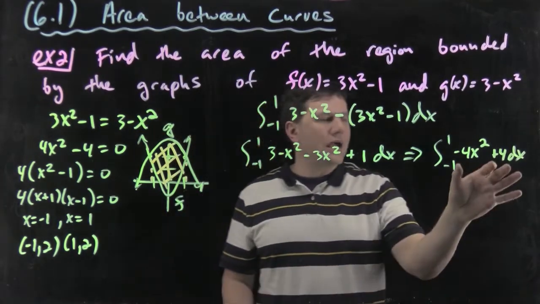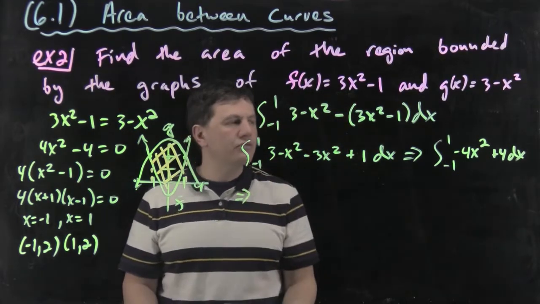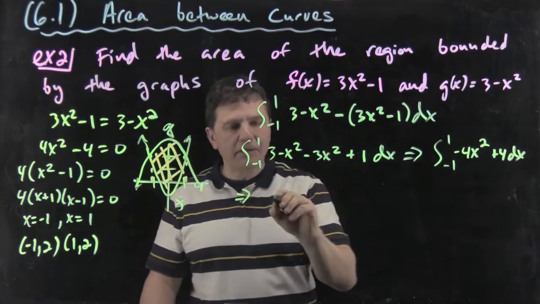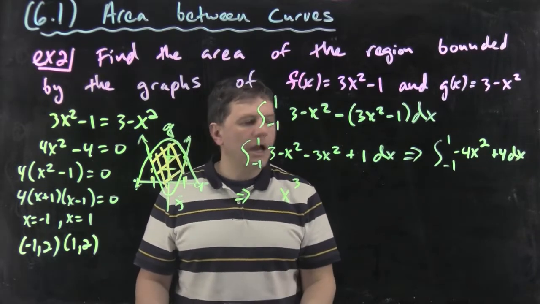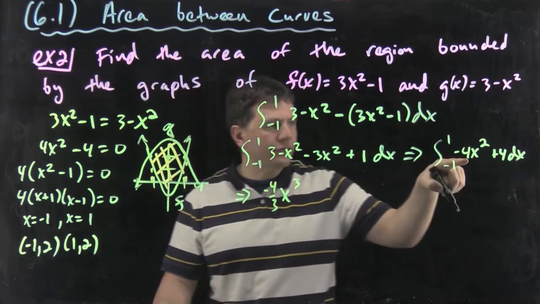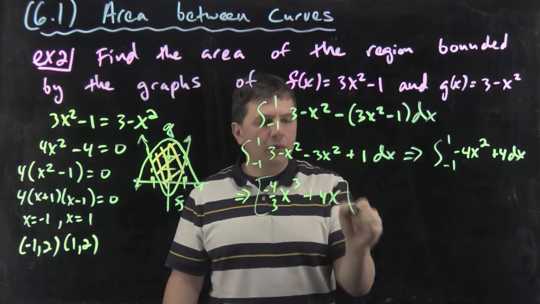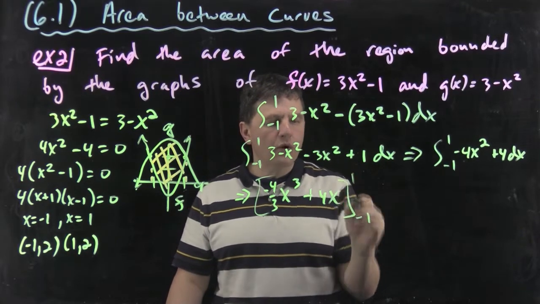Okay, so now we have a nice clean integral here to integrate. So let's go ahead and do that. So raise that a power, that'll be x to the third. So this will be -4/3. So when that comes down, the 3's cancel, bringing back to -4, plus 4x. And we're integrating that from -1 to 1.